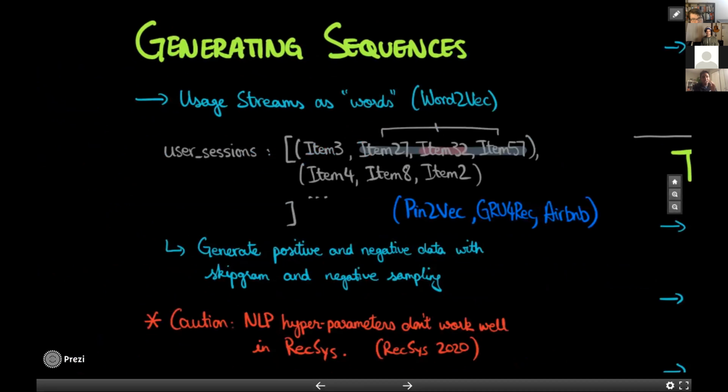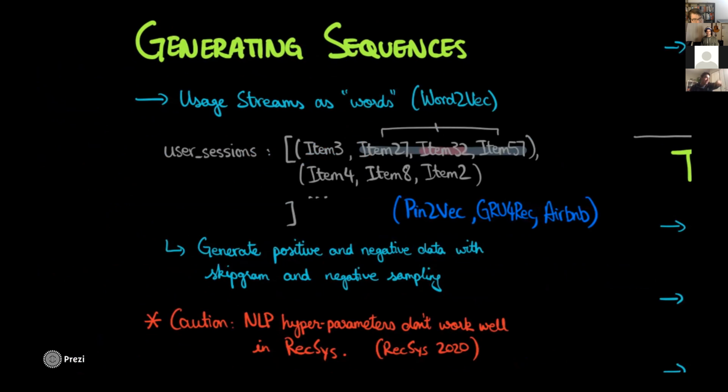So, you can create usage streams like this. You have a user session where a user may have clicked on item 3, 27, 32, 57. You create a standard sliding window, middle word. Then you do skipgram with negative sampling, create positive data, negative data. You do standard word2vec stuff, and you train your embeddings for recommendation. And there are papers that do that.